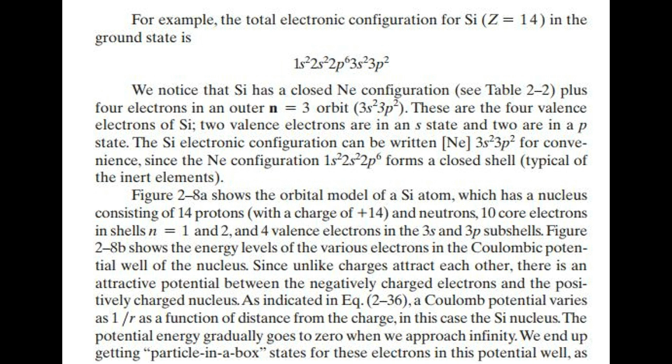Since unlike charges attract each other, there is an attractive potential between the negatively charged electrons and the positively charged nucleus. As indicated in EQ 2.36, a Coulomb potential varies as 1/r as a function of distance from the charge, in this case the Si nucleus. The potential energy gradually goes to 0 when we approach infinity.